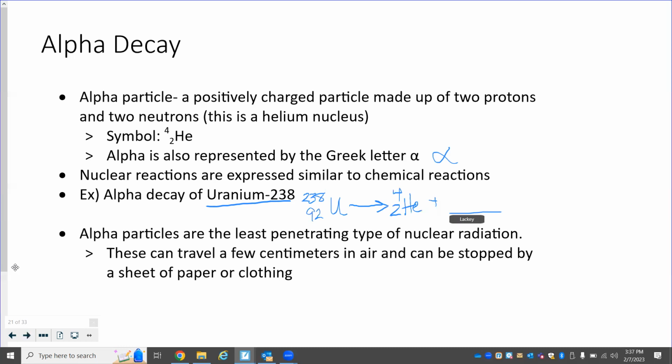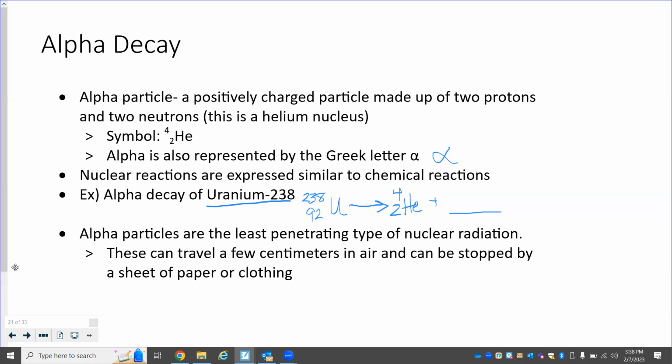And then we have to figure out what else it turns into. Now, we haven't talked about chemical reactions yet, but one thing with chemical reactions is matter is not created or destroyed. Whatever we have on one side of the reaction, we need to have that exact same amount on the other side of the reaction. So we want our mass number total on both sides of the reaction to be equal. We also want our atomic number total on both sides of the reaction to be equal.